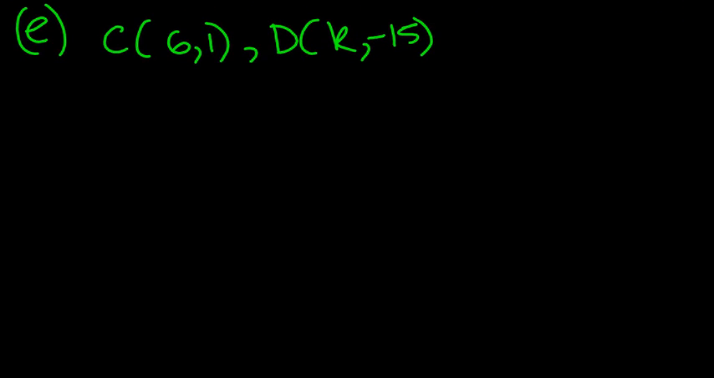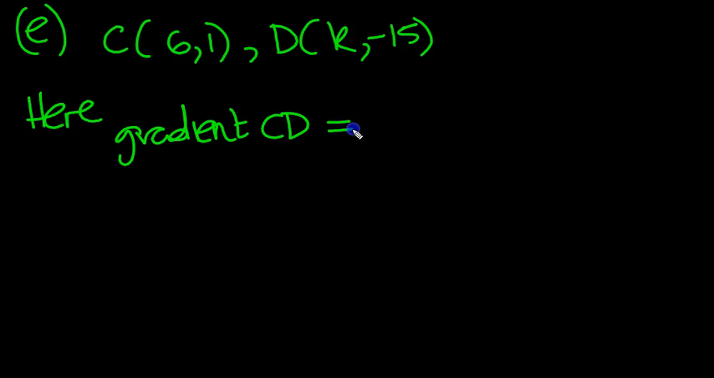So we're told that the gradient of CD is perpendicular to -1/2, so it must have a value 2. So here, gradient CD equals increase in y over increase in x. Let's do a little sketch just to make sure we're happy with what we've got. Now we're told the gradient of CD equals 2, because 2 times -1/2 is -1, so that we know that.